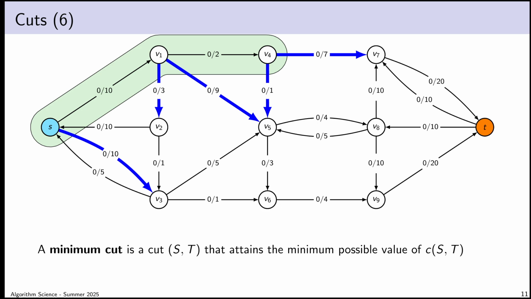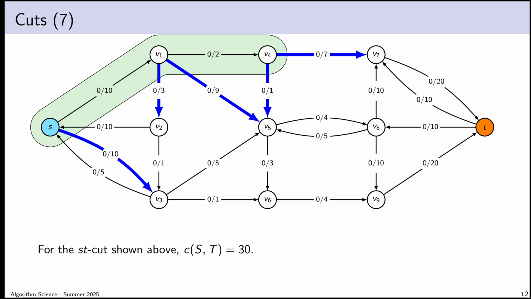Now that I have a notion of capacity, I'm also going to define something called a minimum cut. A minimum cut is some ST cut that attains the minimum possible capacity of any cut in the graph. So if I go work out the capacity of this cut here, the number I think is 30. So 7 plus 1 is 8, plus 9 is 17, plus 3 is 20, plus 10 is 30. I don't count these two edges because they enter the set S, not leave it. Okay, so the capacity of this cut is 30.